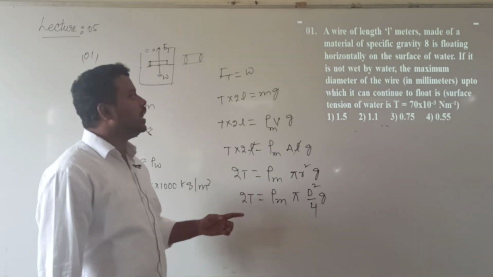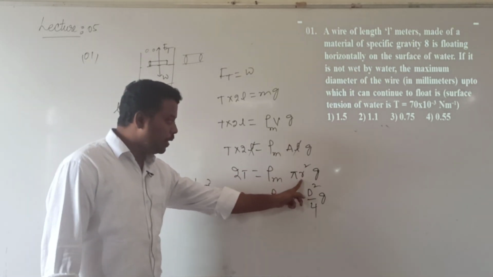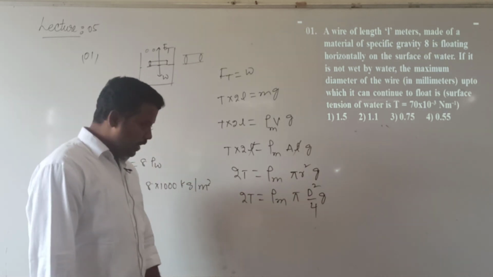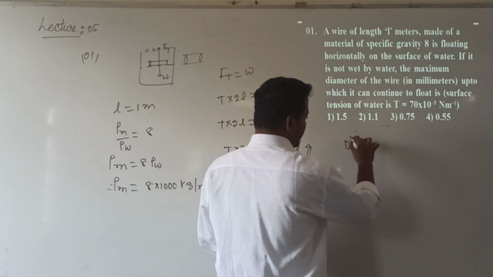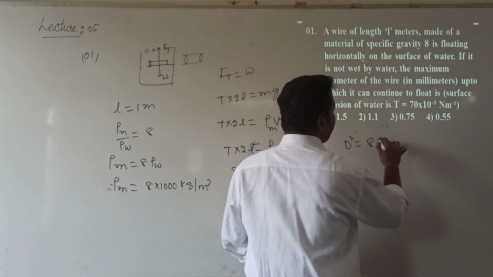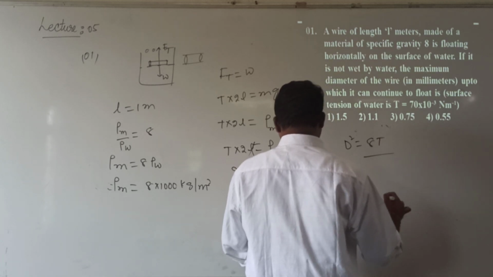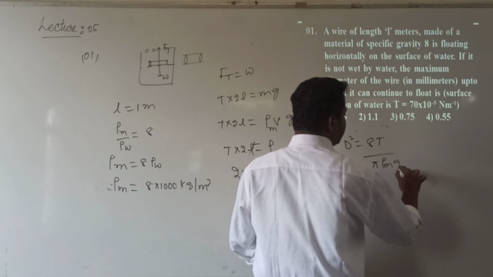Correct? Because we want to calculate the diameter. So what is the diameter of the wire? R is equal to D by 2. So (D by 2) whole squared, D square by 4, then what will I get? D square value is equal to 8 into T by rho pi into rho m into G.